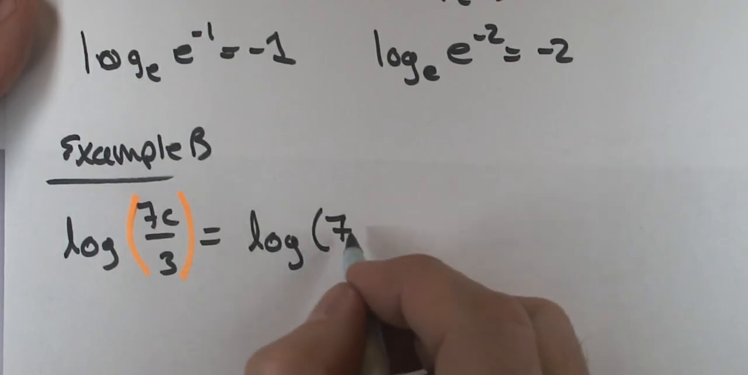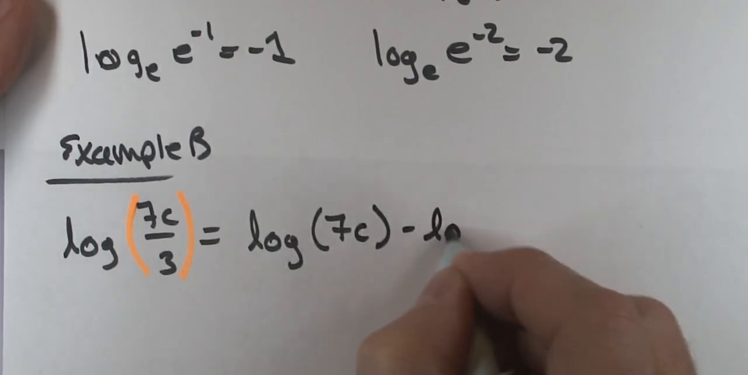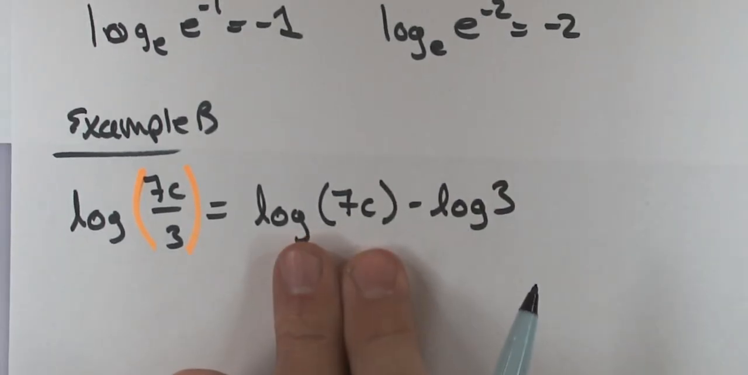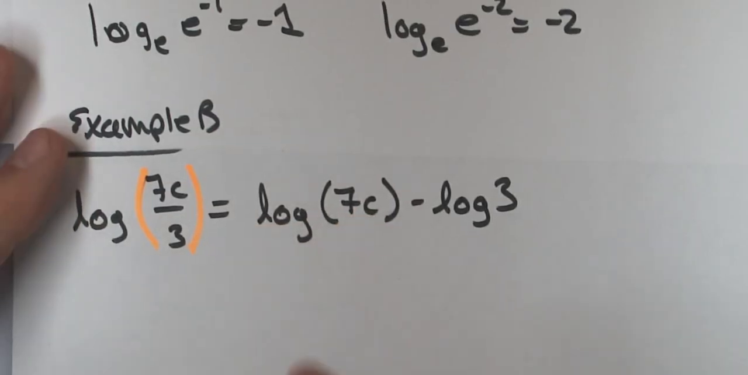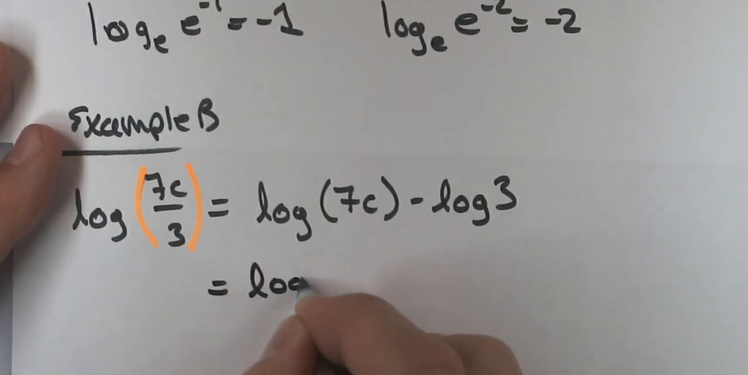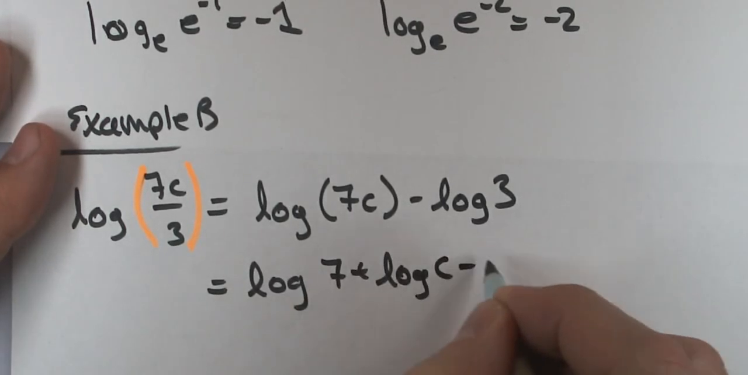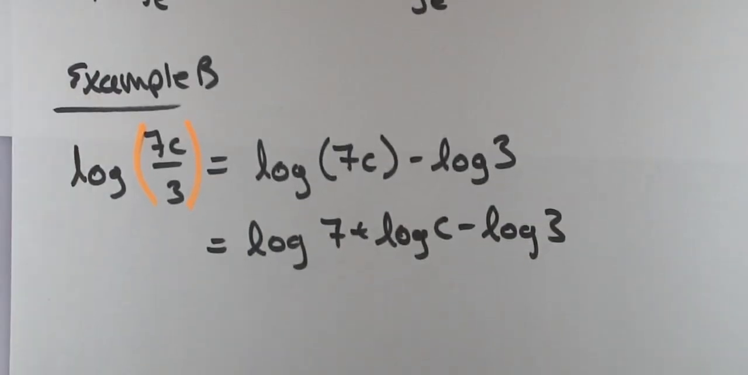So log of 7c minus log of 3, and then I'm going to split this up. Now, unfortunately for us, out in front of this is a 1, so I can just kind of split it up like this. This is the product rule, log of 7 plus log of c minus log of 3. And we're looking pretty good there.